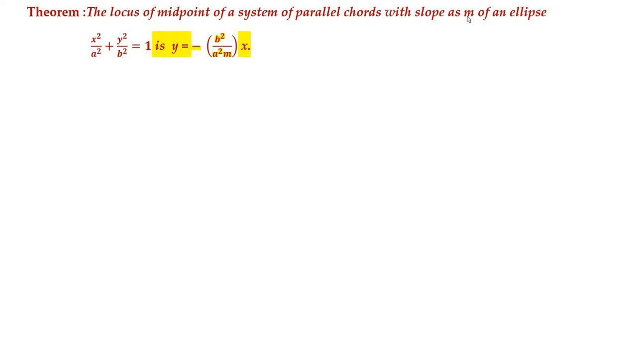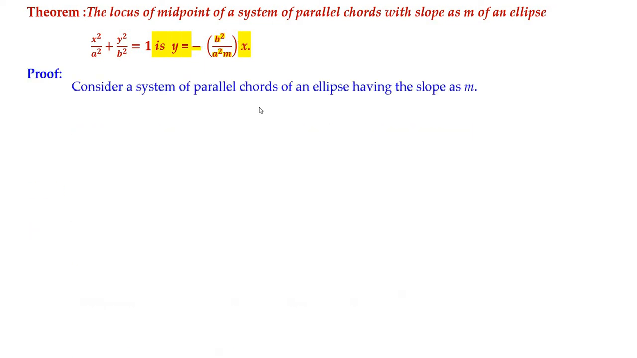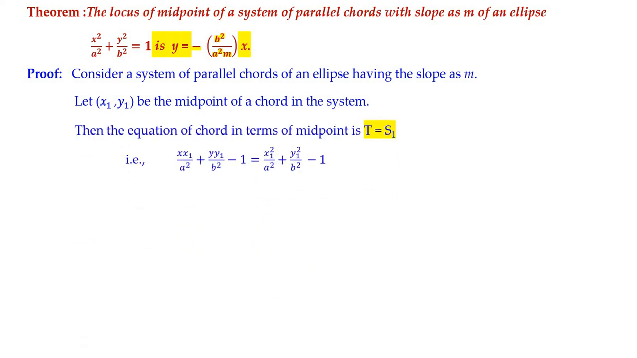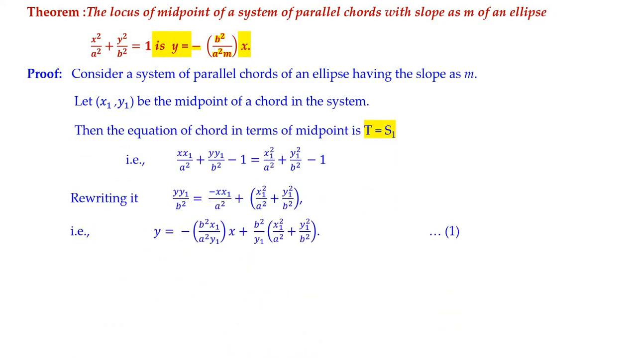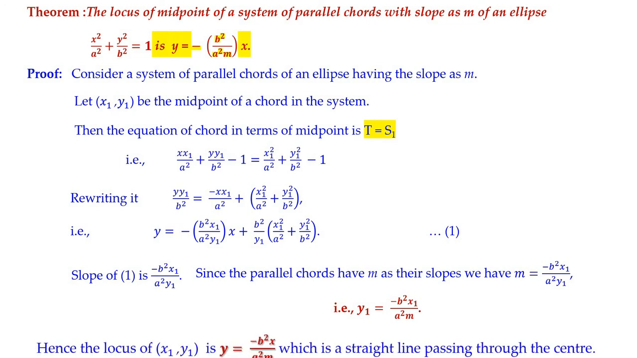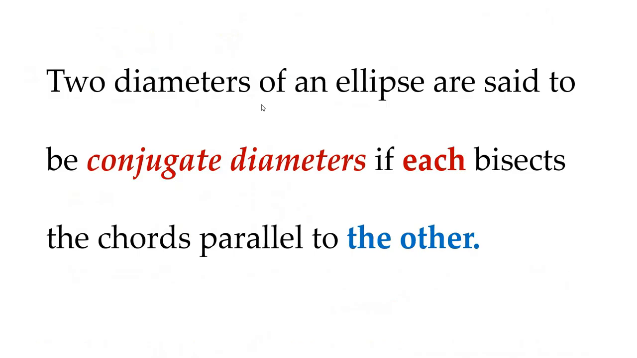If we know the slope of the parallel chords as m, then the equation of the diameter is given by this. For that we considered a system of parallel chords having m as the slope and x1 y1 as the midpoint. Then we wrote the equation of the chord in terms of its midpoint, and rewriting that we had the slope to be minus b square x1 by a square y1, that being the slope m. We equated them, and since we want only the locus, by just dropping the suffix we had this equation as the equation of the diameter.